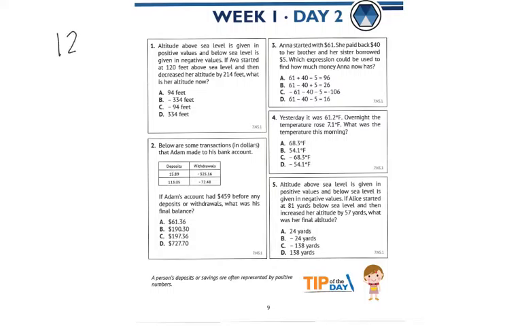So let's write what Ava started at, and it's 120 feet. And let's go ahead and mark sea level, which is going to be, let's mark it as 0. And we have a positive 120, and then she decreased by 214, so we have a negative 214. So let's go ahead and subtract those since they have different signs. So we're going to get 94, and the larger number is 214, and that's negative.